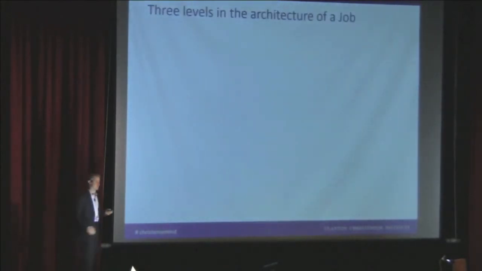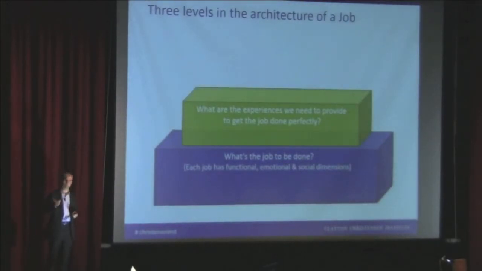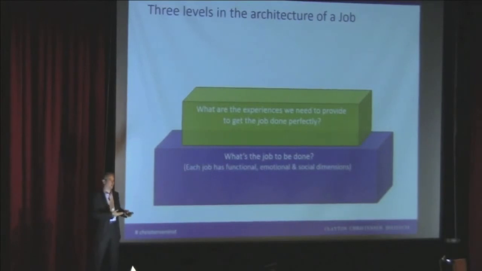Now, to nail the job in the student experience, you have to understand that jobs have three layers to them. The first is this fundamental job, functional, emotional, social dimensions of it. The next layer is the experiences that you need to provide in order to get that job done perfectly. So the milkshake example would be, should we make the milkshake thinner? Should we make it fruitier or not? On and on and on.